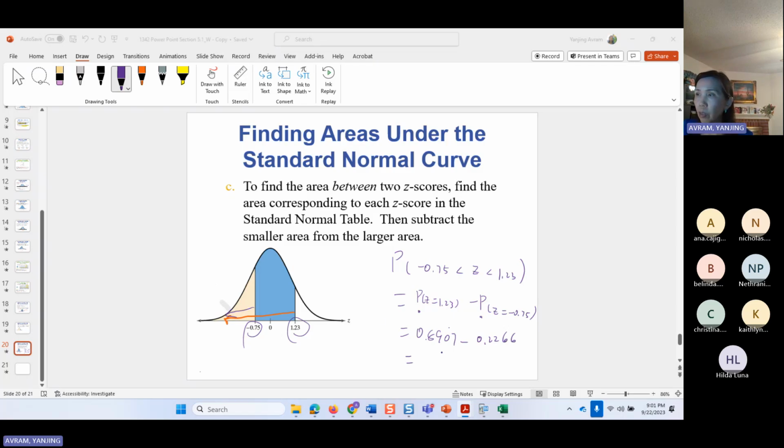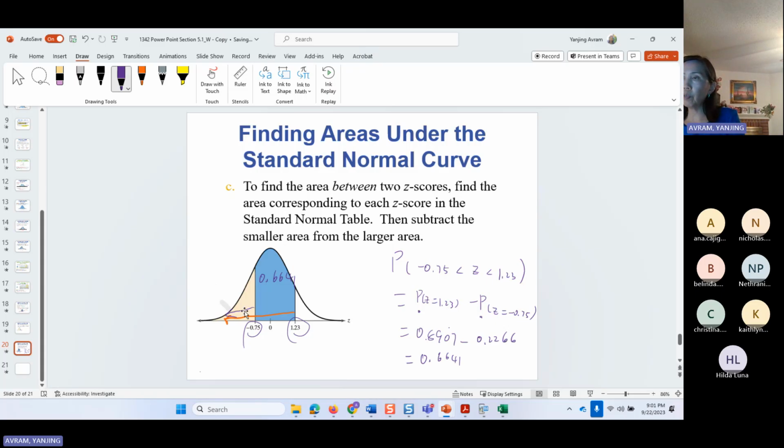This will give you 0.6641. Okay, so that means this area in the middle is 0.6641. All right, so that is the three situations, right?